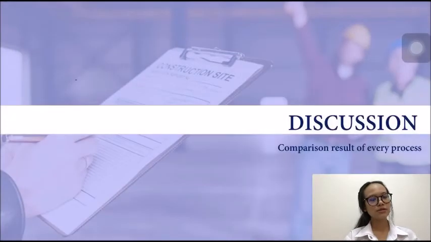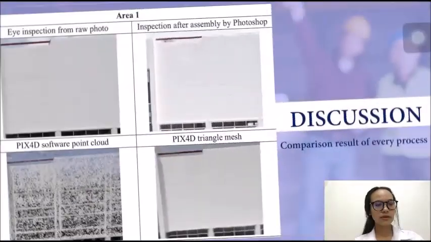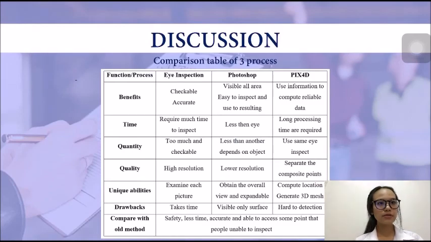This shows the picture quality from the raw picture and the picture processed with Adobe Photoshop, which is not much different, meaning that these two processes can be used for inspection. But Pic4D divides the picture into pixels, which has a calculated position comparing the same area, maybe resulting in different results and resolution, which is efficient after locating the abnormal location. This is a table showing the benefits and limitations of the three processes.